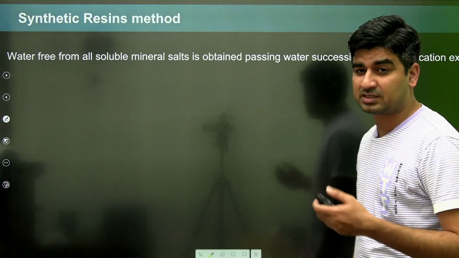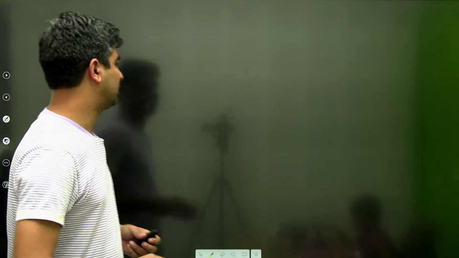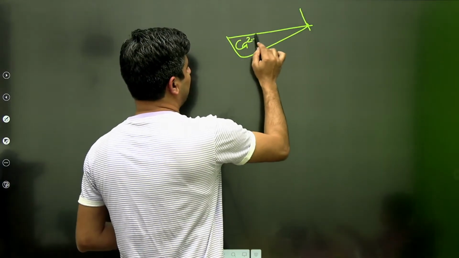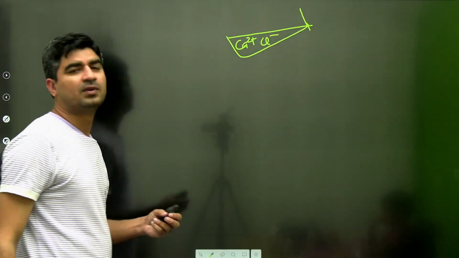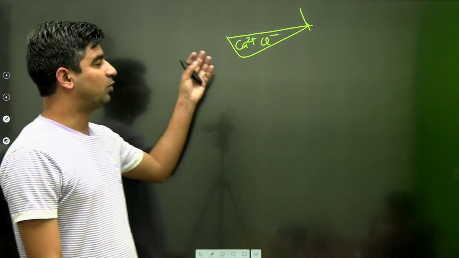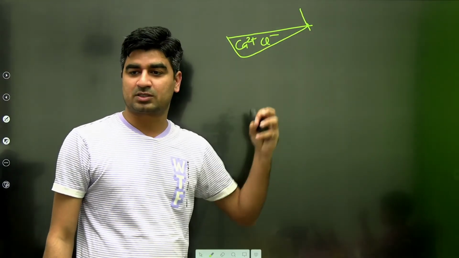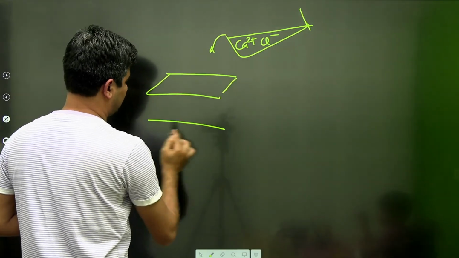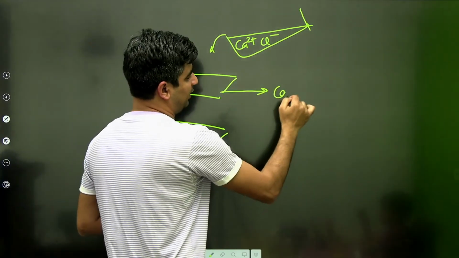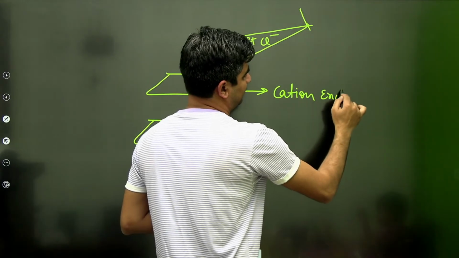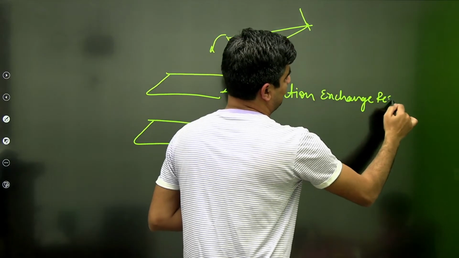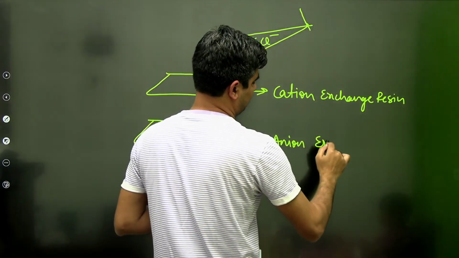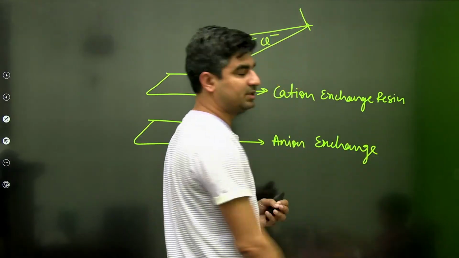Synthetic resin method. Let me explain what this resin method is. Suppose we have this water containing calcium chloride. You want to replace calcium as well as chloride. So what will happen? In this case we will pass it through successively. We will take two layers: one will be a cation exchange resin and one will be an anion exchange resin, right? I'm telling you the basics of it.